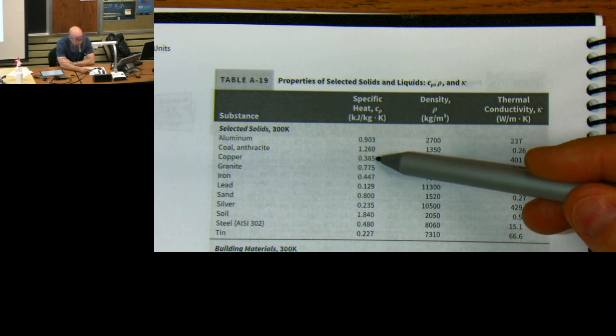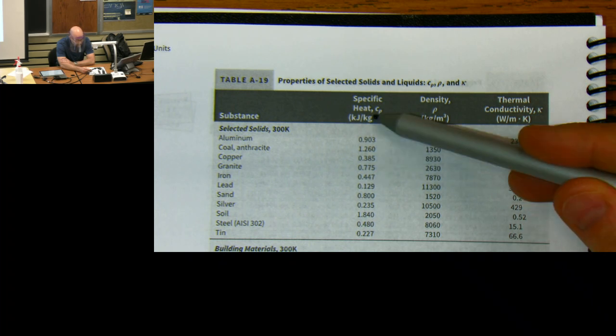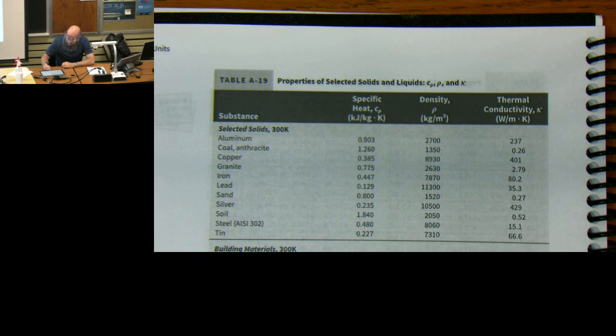So we're going to use 0.385 kilojoules per kilogram Kelvin.